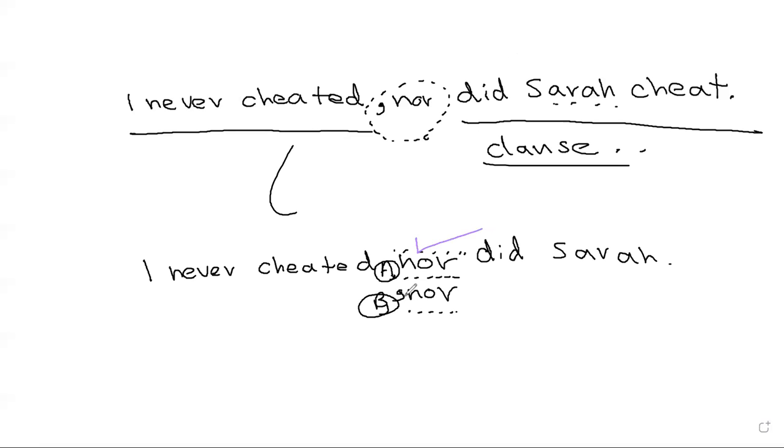We're not going to be using comma nor because there is no verb. The verb cheat is not here. So, I never cheated, nor did Sarah. What did Sarah do? The verb isn't here, so you don't put it. So that's an interesting case.